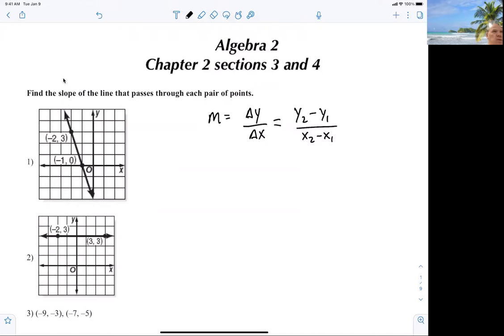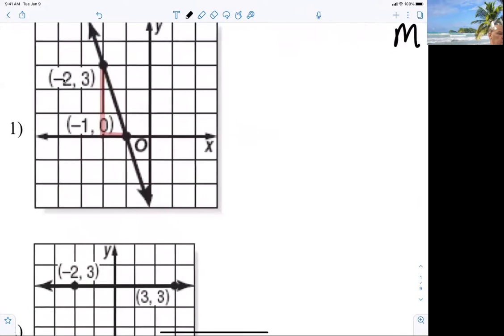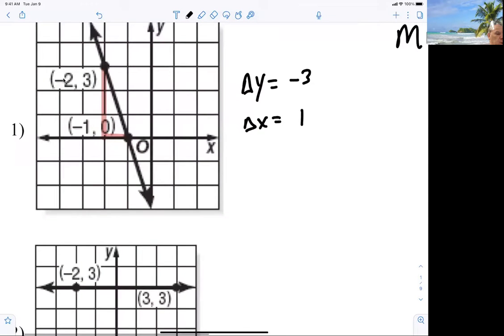Now, when they give it to you graphically, you can just measure that. So from here to here, and then from here to here. We always start with the leftmost point. That's the easiest way to do it. So I went what? Delta y is what? We represent 3 down as -3. And then delta x is what? 1. Therefore, the slope is -3. Everybody okay with that?